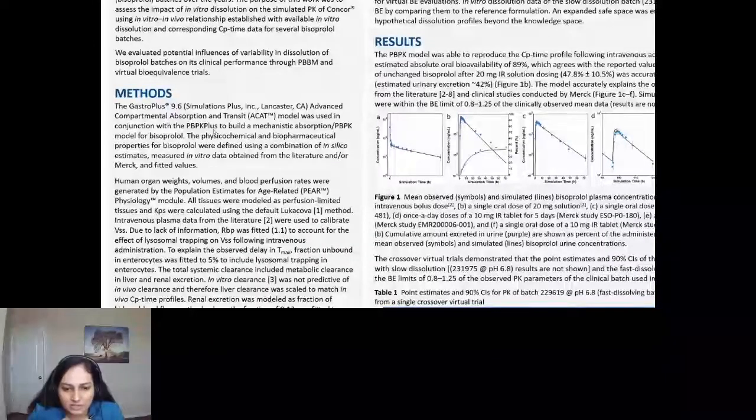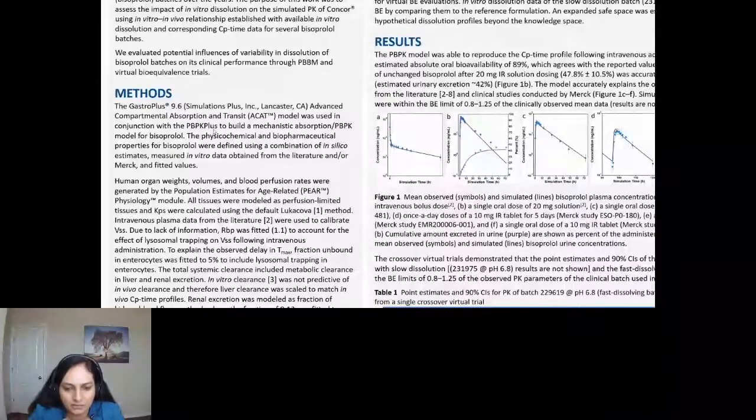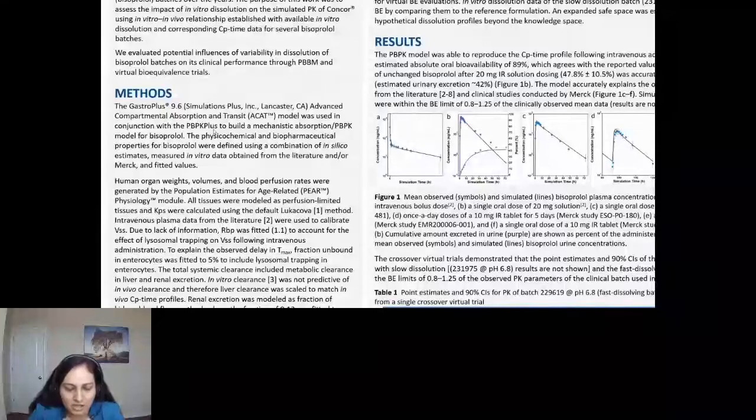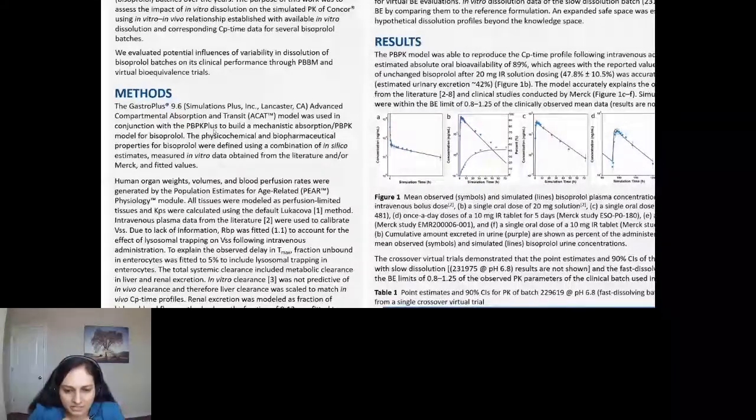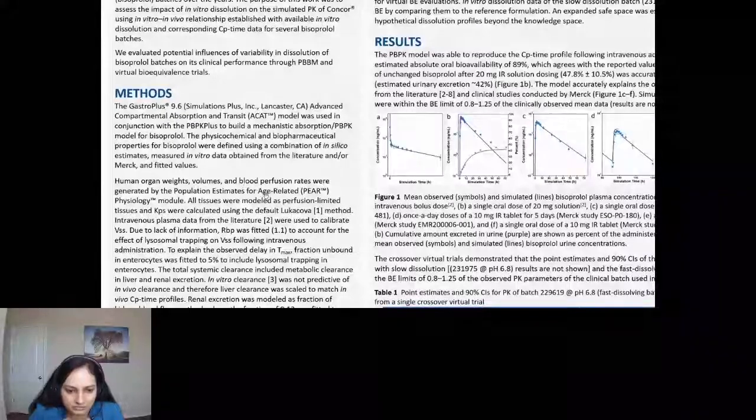In the absence of experimental data, we relied on in silico values, and we obtained the in silico estimates from our ADMET Predictor software, which is based on the chemical structure of the compound. And when necessary, we fitted the values of certain parameters in the model.